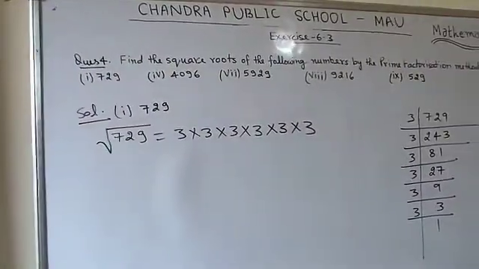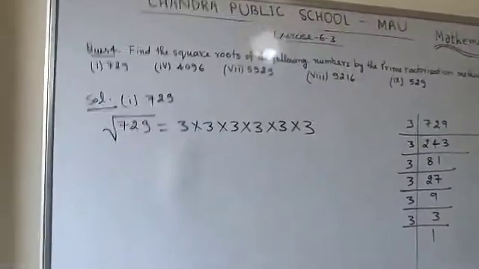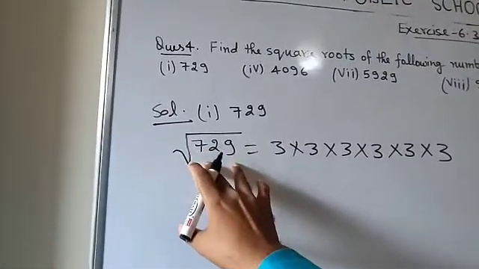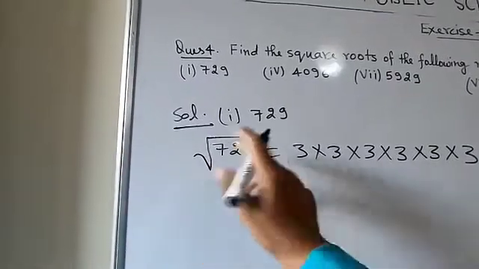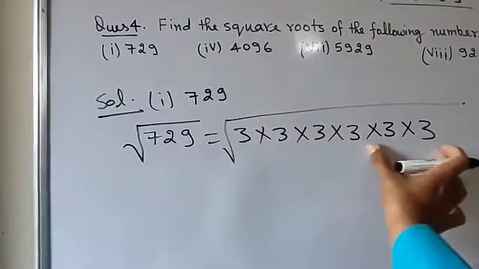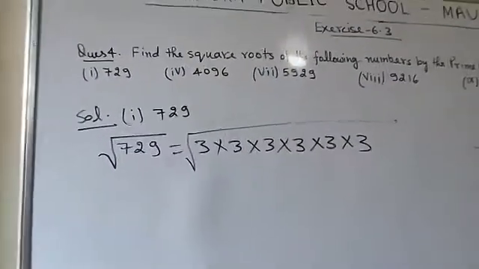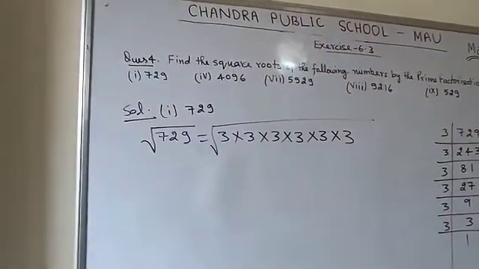You need to find the square root of the number. So here is the symbol of the square root, and in that symbol you have written 729. It means you are going to find the square root of 729. And these are the prime factors of 729. Now you need to make pairs in those factors.